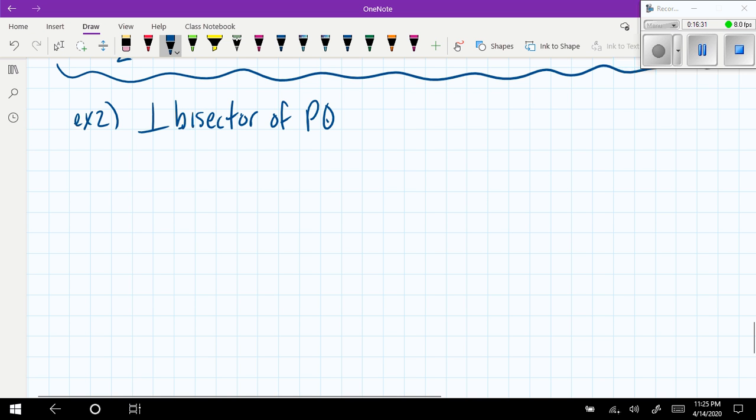Let's call it PQ. If P is the point negative 1, 3, and Q is the point, let me think here, how about 2, negative 9? We'll see how that works. All right, I want the perpendicular bisector.